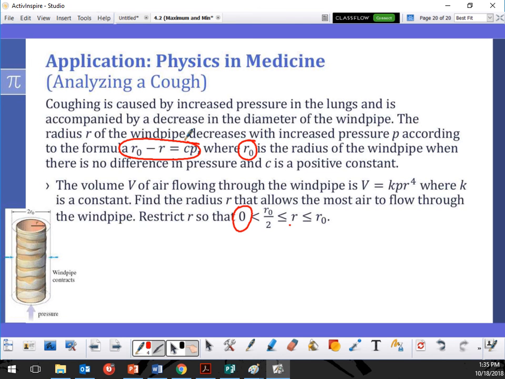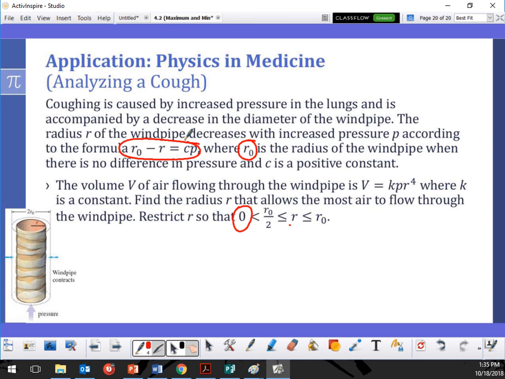Okay, and we know, it says right here, where R is the radius of the windpipe, when there's no difference in the pressure, C is a positive constant. Okay, that's a positive constant, right? The volume of airflow through the windpipe is V right here. K is another constant. Find the radius R that allows the most airflow through the windpipe. Restrict R so it's between there.